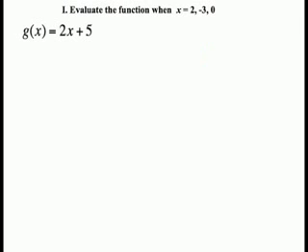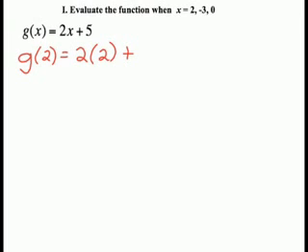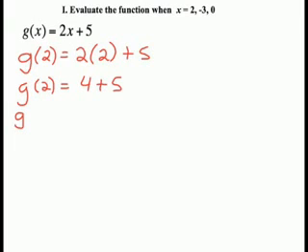In the first part here we have to evaluate the function when x equals 2, -3, and 0. So g of x equals 2x plus 5. When x equals 2, we write g of 2 equals 2 times 2 plus 5. We just substitute x with 2 and evaluate the right side. 2 times 2 is 4. 4 plus 5 is 9, so g of 2 equals 9.